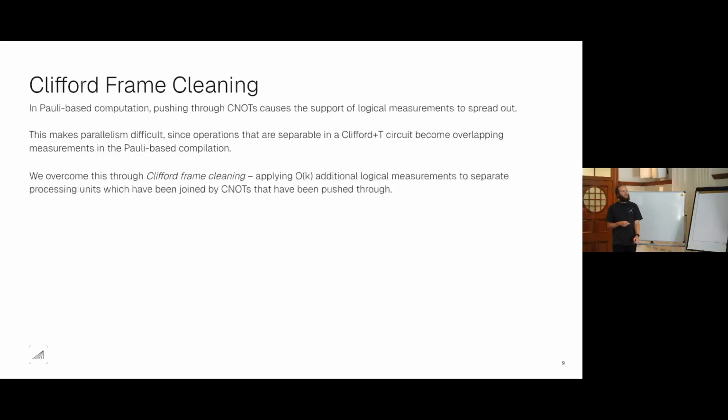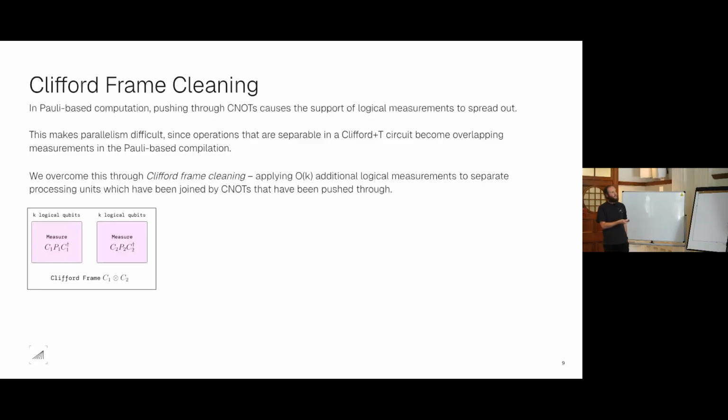So instead we want something more flexible, and we achieve that through what we call Clifford frame cleaning. Essentially, where we have these CNOTs that have acted across and entangled different blocks, we can choose at any later time in the circuit to clean the Clifford frame off a processing unit to separate two processing units out again, using a number of measurements that's constant in the number of CNOTs and only depends on the number of logical qubits.